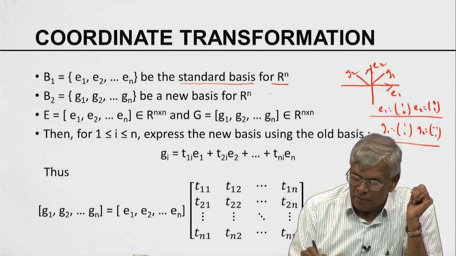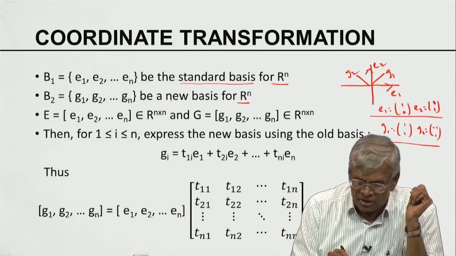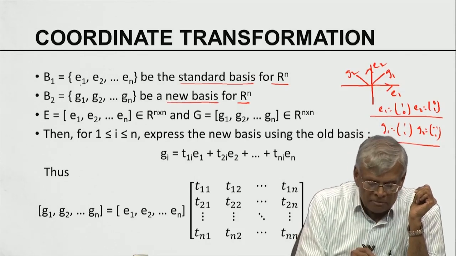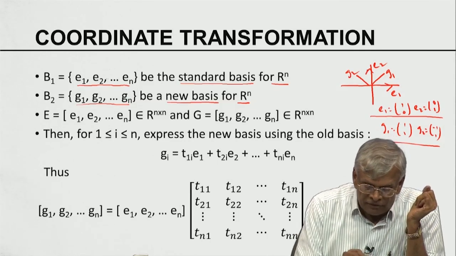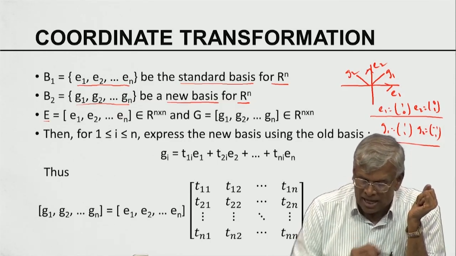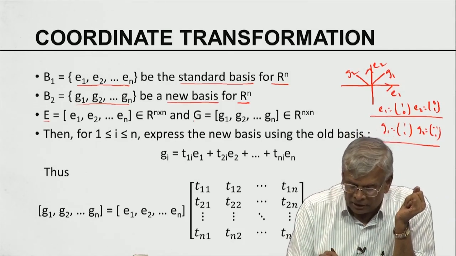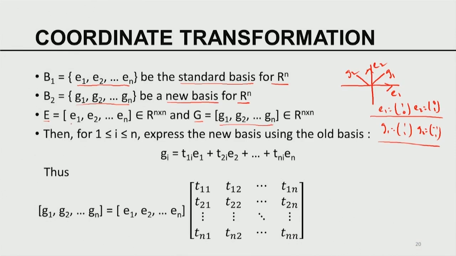So if I am considering a space R n, I can consider a standard basis, and I can consider a new basis. The standard basis vectors are listed as e1 to en, the new basis vectors are listed as g1 to gn. If I have a set of n vectors, I can create a matrix E, e1 to en. If I have a set of vectors g, I can construct a matrix G, g1 to gn. So E is the matrix consisting of standard basis vectors, and G is the matrix consisting of the new basis vectors. Both of them are bases, and both span R n. So it behooves us to ask: how are these two bases E and G related to each other?